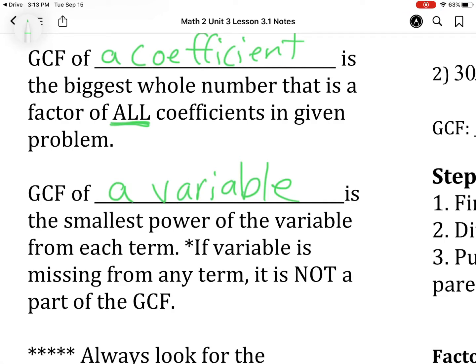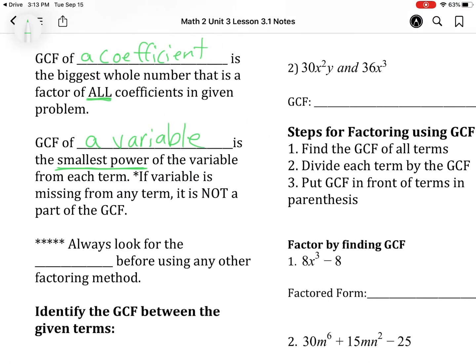Key thing in here, smallest power. As long as all terms have the variable, you're looking for the smallest exponent or smallest power, and that's going to be your GCF. Always look for the GCF, or greatest common factor, before using any other factoring method.